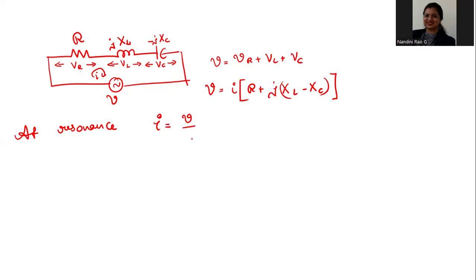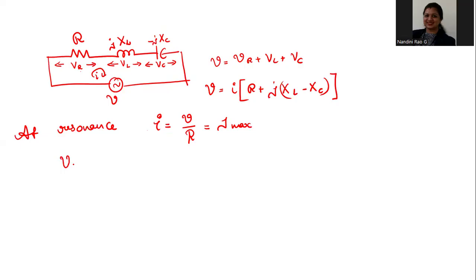I max. That is V by R. So I can write it as I max, correct? Yes or no? I get maximum current at series resonance. So instead of writing it as small i, I'm going to mention it as I max.